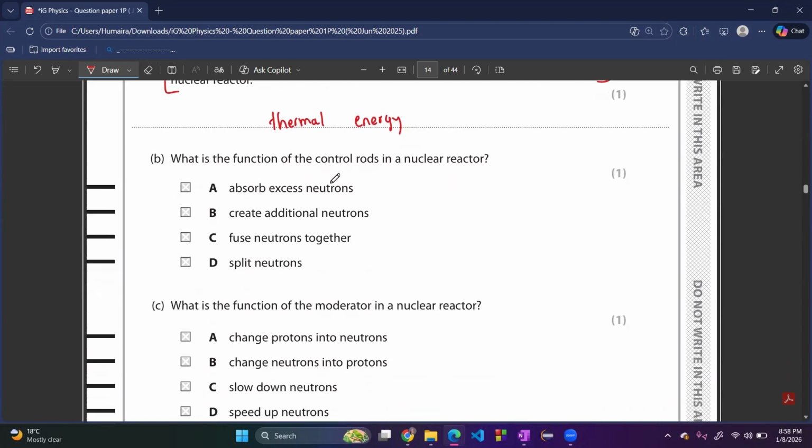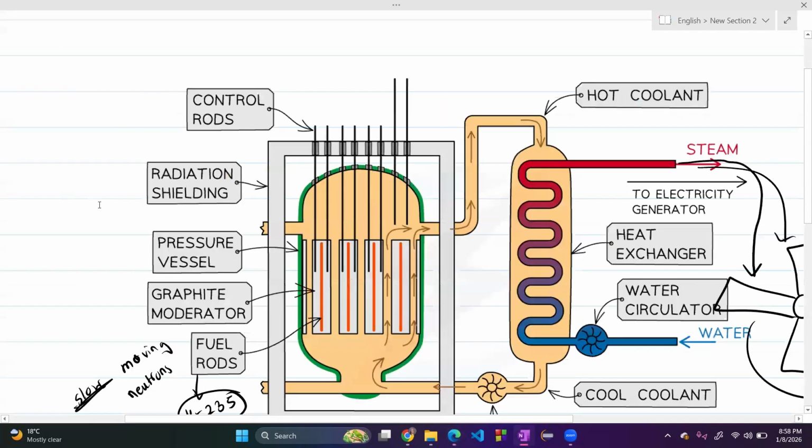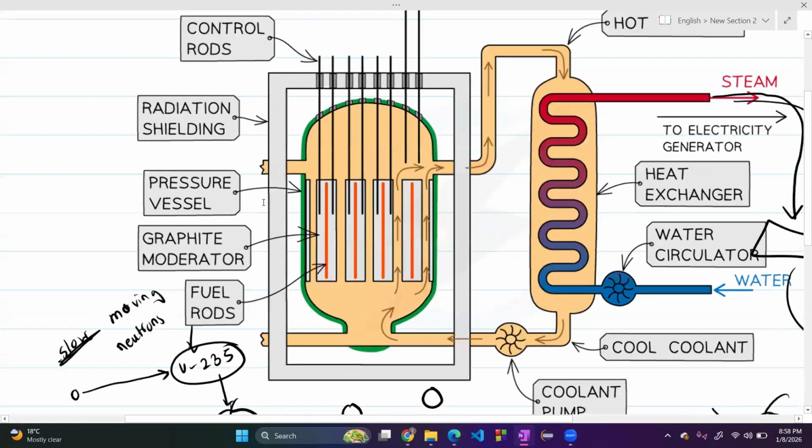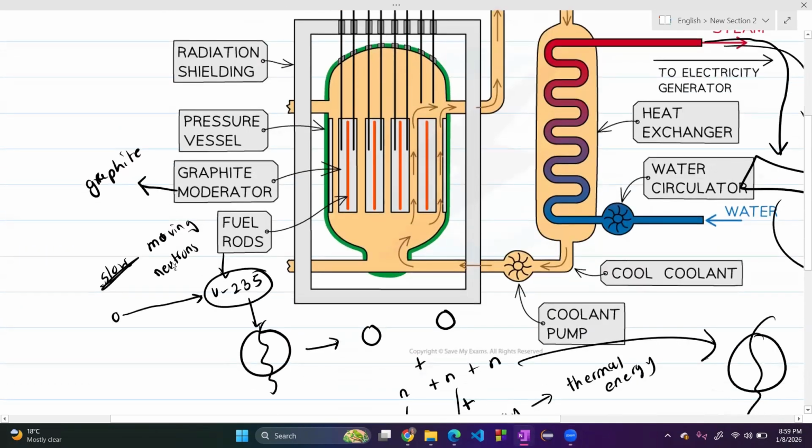In the next two questions, they have asked us the function of control rods and moderator. So let's go back to this diagram. First of all, let's come to the moderators. So what does the moderator do? The moderator is mostly made up of graphite, and the moderator always slows down these neutrons.